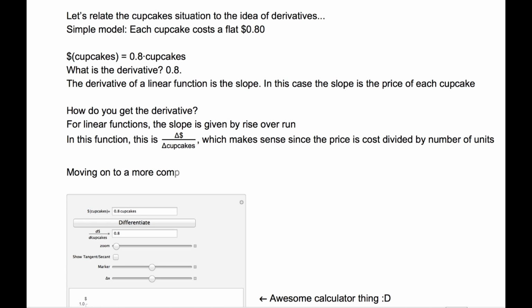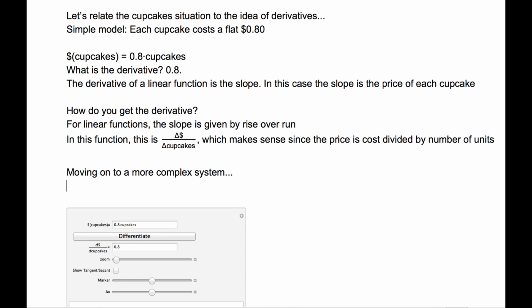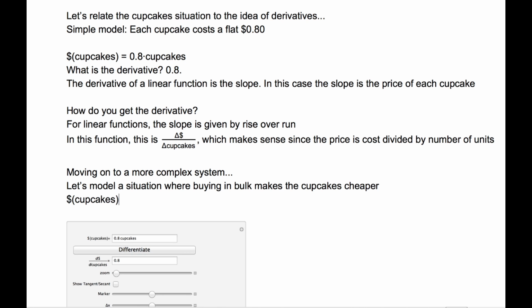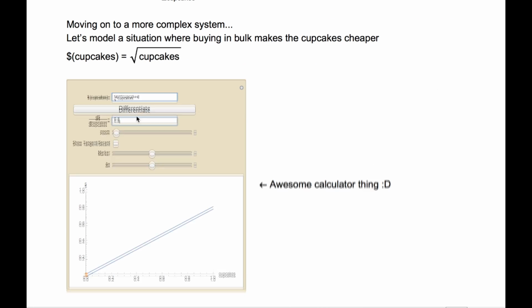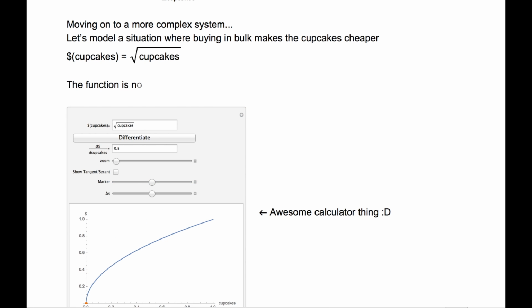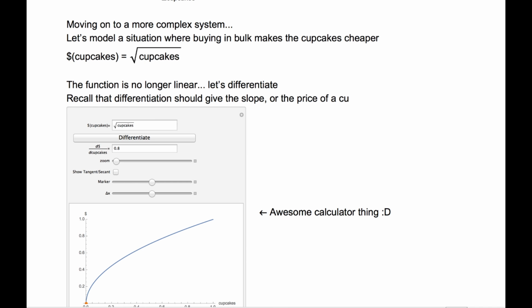Now let's move on to a more complex system. Let's model the second situation at Costco, where buying in bulk makes each individual cupcake a bit cheaper. We're going to graph that, and it's going to look a bit like a curve that slows down as it increases. The function is no longer linear, so how are we going to differentiate it? Well, differentiation should give us the slope, or the price of a single cupcake.